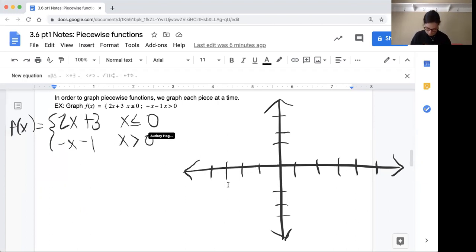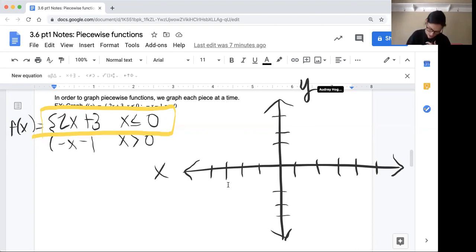Okay, so the first piece that I'm going to graph is going to be that top piece. So 2x plus 3 when x is less than or equal to 0. So if I'm looking at my x-axis, which I will go ahead and label x, even though you all should know, x and y. If x is less than or equal to 0, that is going to be this entire left part of the axis, because that's where my x values are less than or equal to 0. So that means that top part, 2x plus 3, exists on the left side of my graph. So I'm going to go ahead and graph 2x plus 3 on that left side.